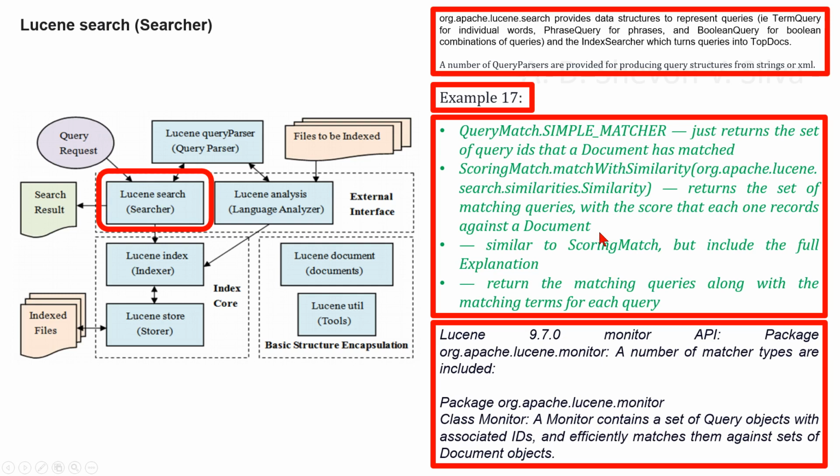Scoring match with similarity, Lucene.search.similarity, returns a set of matching queries with the scores that each one records against the document. Similar to scoring match but including a full explanation, it returns the matching queries along with the matching terms of each query. Matchers can be wrapped in a partition matcher or parallel matcher to increase performance in low concurrency systems.